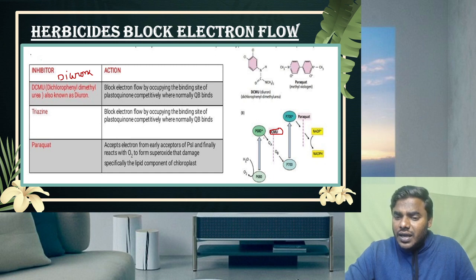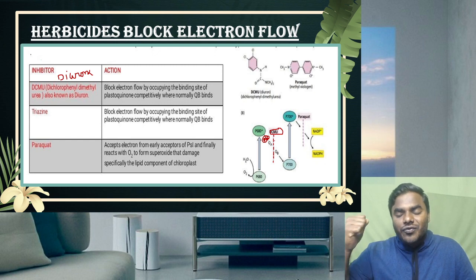You are able to see first P680, then it sends electrons to what? Pheophytin. Pheophytin to quinone A, quinone A to quinone B. Now you only look into this. Friends, this particular DCMU blocks the electron flow by occupying the binding site located between quinone A and quinone B.